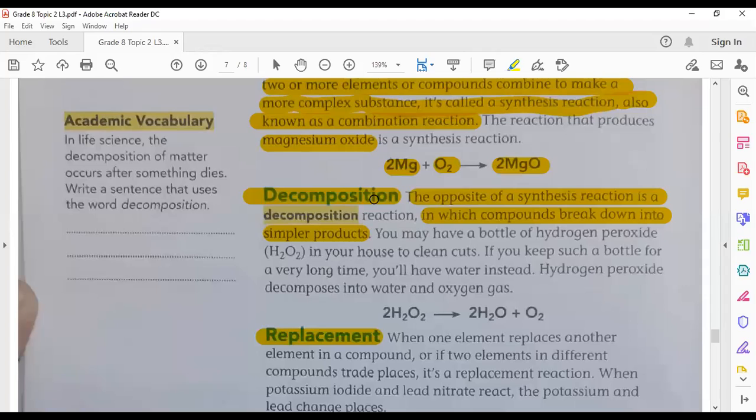So decomposition is the opposite of synthesis. In synthesis, you make a larger compound from smaller things, but in a decomposition, you break down a compound into simpler products.